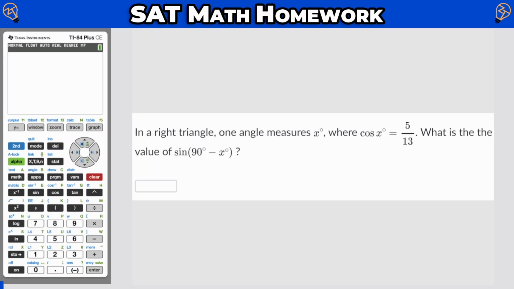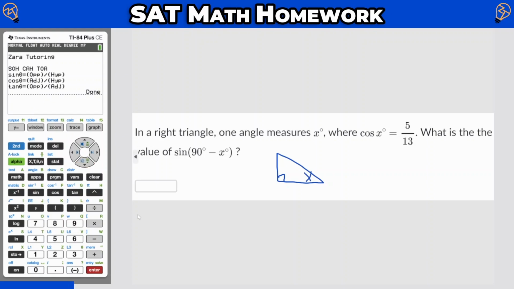So this concept here has to do with what we call a co-function identity. So let me go ahead and do a sketch of a right triangle. And they say the cosine from angle x, which cosine, in case you forget, we can go to our program. We'll press up to wrap around to the lower part of the alphabet, and we'll go ahead to trig, which is at the very bottom. And there we have SOHCAHTOA. Cosine is adjacent over hypotenuse.